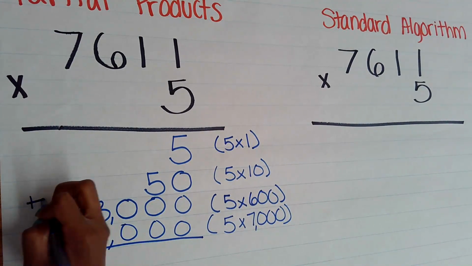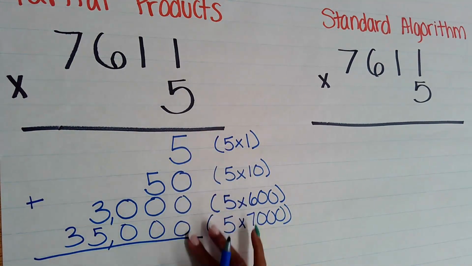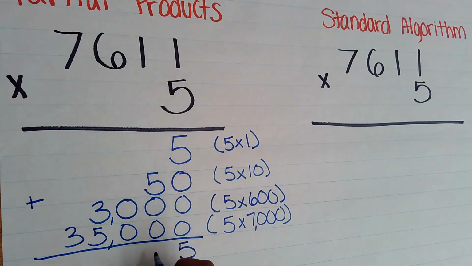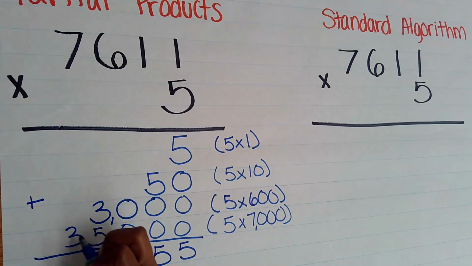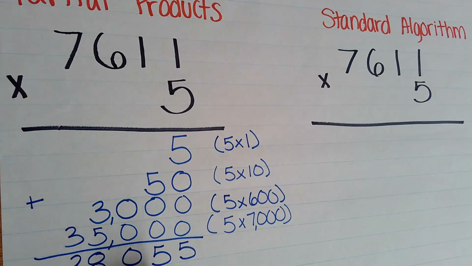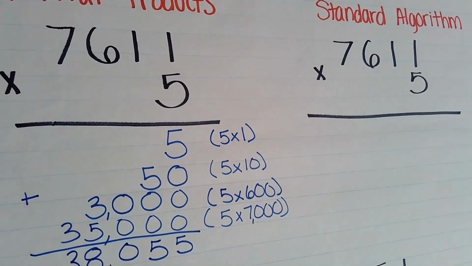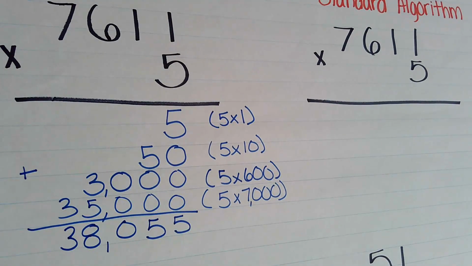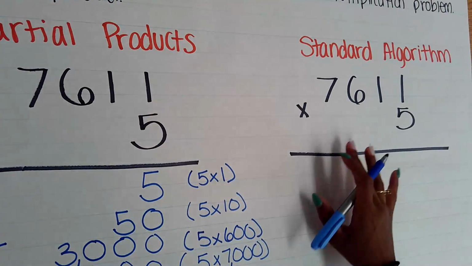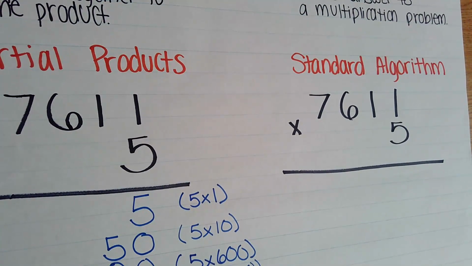We're going to add them all together. And we always start in our ones when we are adding. So I would have 5, 5, 0, 3 plus 5 is 8, and our 3 plus 0 is 3, with a final answer of 38,055. So I'm going to take that same problem, but I'm going to show you the standard algorithm.